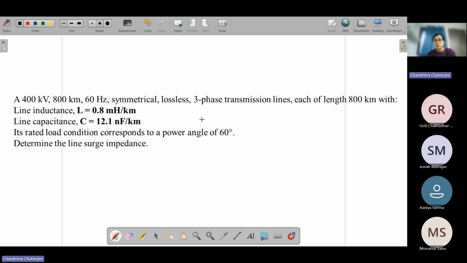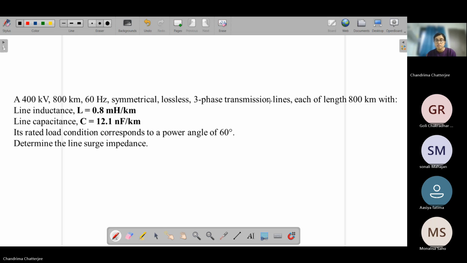So today, whatever problems we will be discussing, that is one single problem. We will solve parts of it, part by part. The parameters will be applicable for all the questions. A 400 kilovolt, 800 kilometer, 60 hertz, symmetrical lossless three-phase transmission line has these parameters.